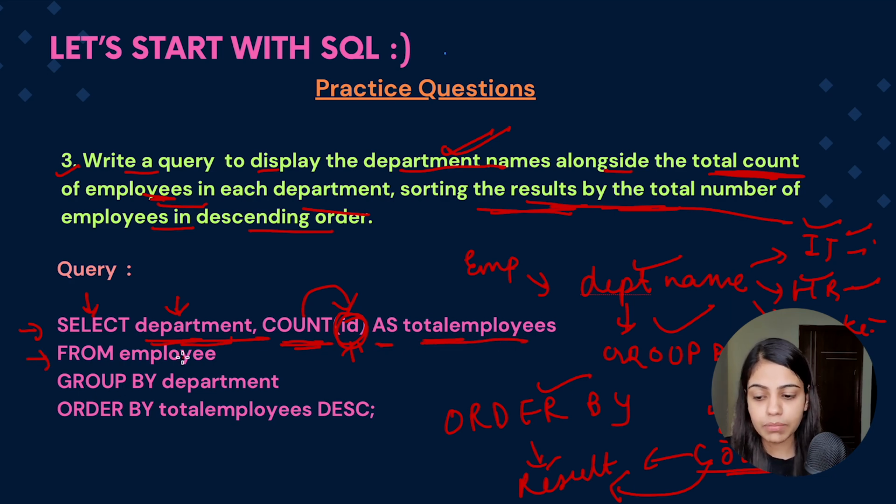Then we'll provide the table name, that is employee, and then the group by clause followed by the column name on the basis of which we are grouping the data, that is department. Then we'll provide the order by clause, and the particular column on which we want to order our data, that is total employees, and then the manner in which we want to order our data, that is descending order. So let's see from the MySQL workbench.